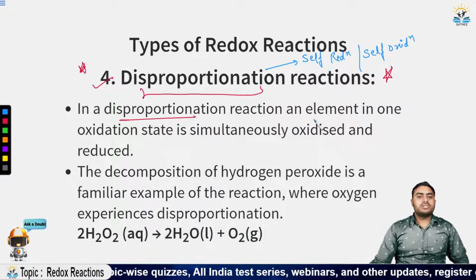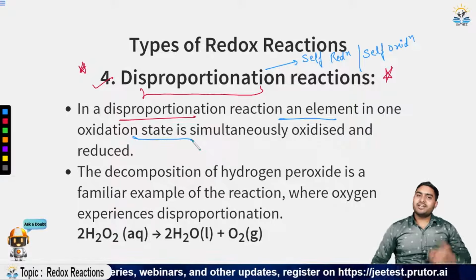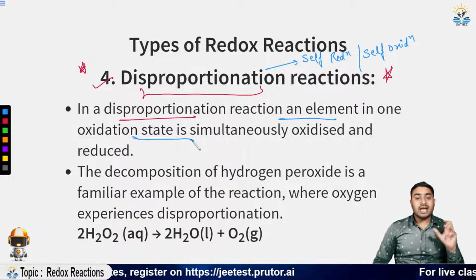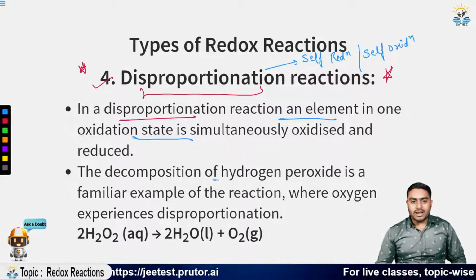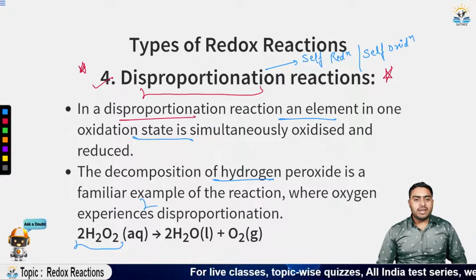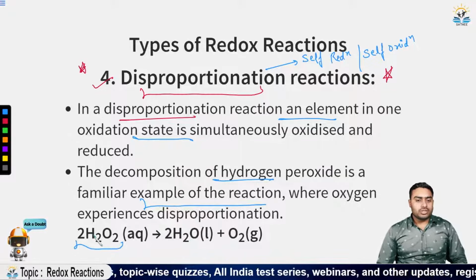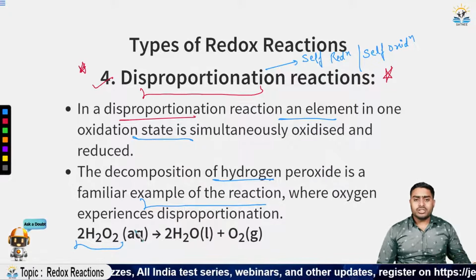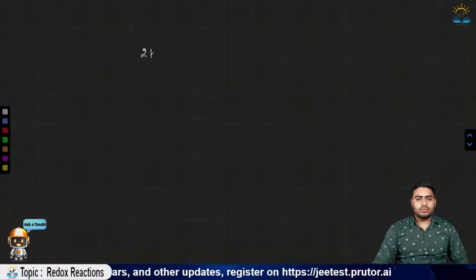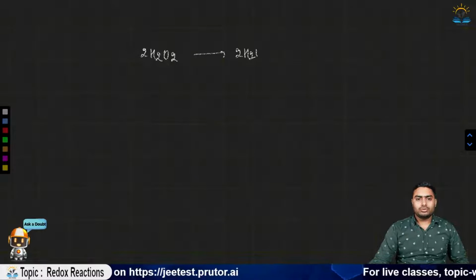So in a disproportionation reaction, an element in one oxidation state is simultaneously oxidized and reduced. That means simultaneously the species undergoes oxidation as well as reduction. The decomposition of hydrogen peroxide, H2O2, is a familiar example of this reaction. Oxygen experiences disproportionation. You can write the reaction here: what is the oxidation number of oxygen here? 2H2O2 gives 2H2O plus O2, right?